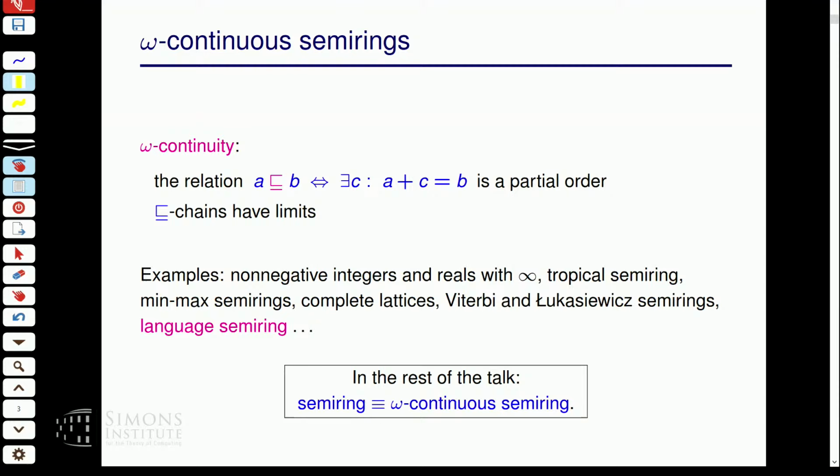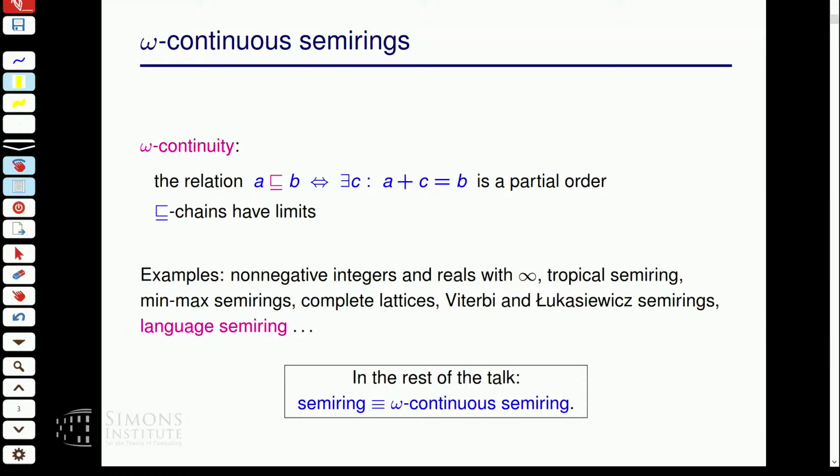Erich gave you hundreds of examples, but there is one which he didn't mention, or mentioned only indirectly, which is going to be relevant for this talk. It's the language semiring, where the elements of the semiring are languages, plus is union, and product is concatenation. You fix an alphabet, and the elements are languages over the alphabet, in principle arbitrary. In the rest of this talk, I will just talk about semirings, but I always mean this.